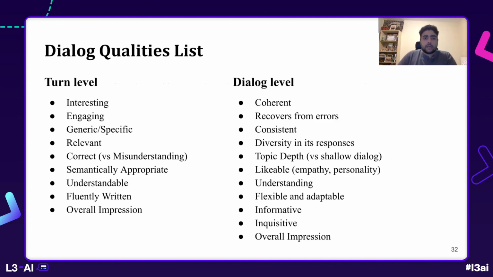These are the list of dialogue qualities that we measure. We measure both turn level qualities and dialogue level qualities. Turn level could be things like interesting, relevant, fluently written, semantically appropriate, and then dialogue level qualities try to look at the entire dialogue rather than a specific response. Things like coherence, diversity, topic depth, informativeness.